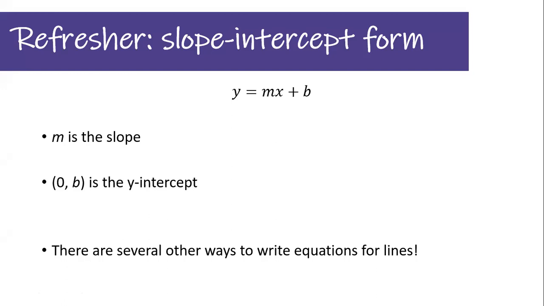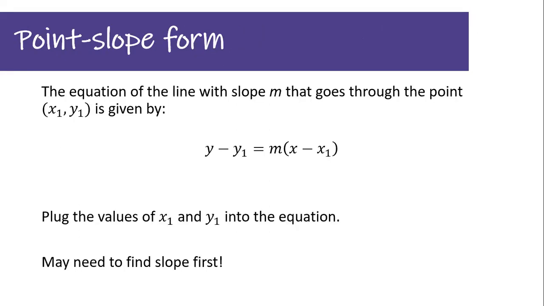Slope-intercept form is often most convenient, but there's several other ways to write equations for lines that we'll often see, or sometimes they're more convenient than slope-intercept form, especially if we're starting with points and not an equation. One of these forms is point-slope form.